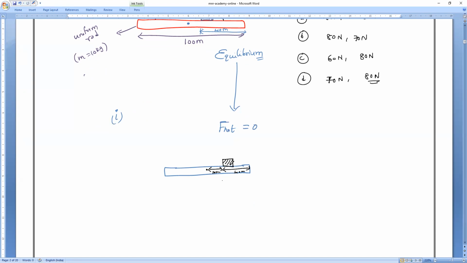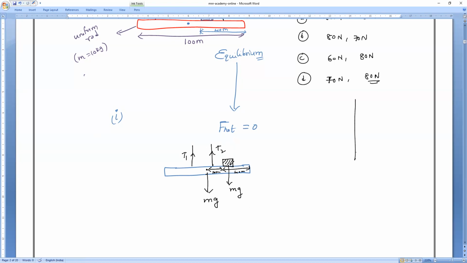Now, if you have noticed, the weight of the body is acting in the downward direction, which is mg. The weight of the other body is also acting downward, which is mg. And one tension is acting, that is T1, and another tension is also acting, that is T2.